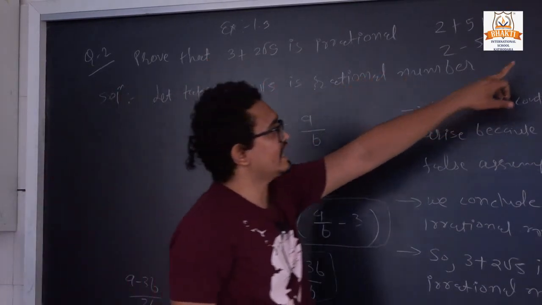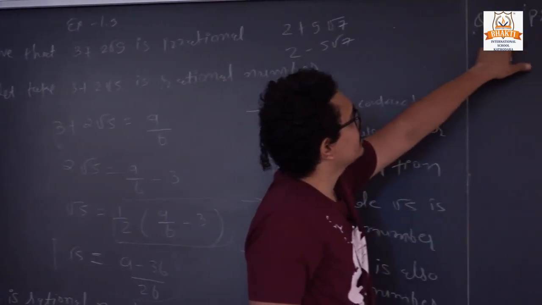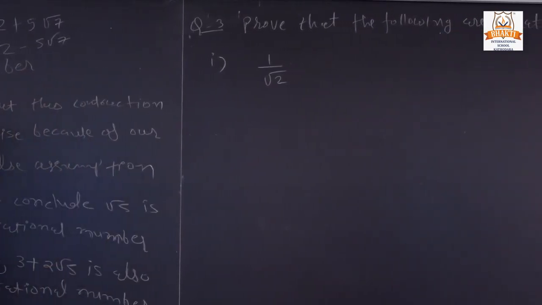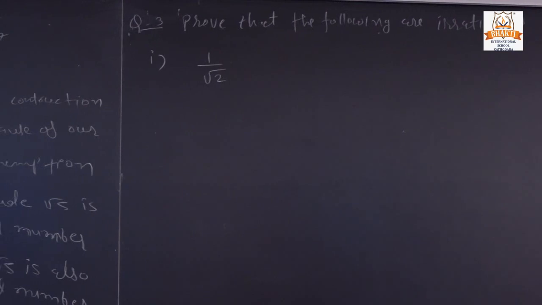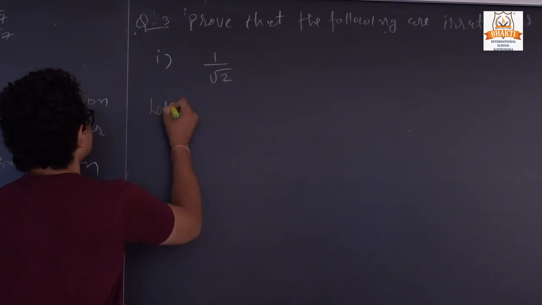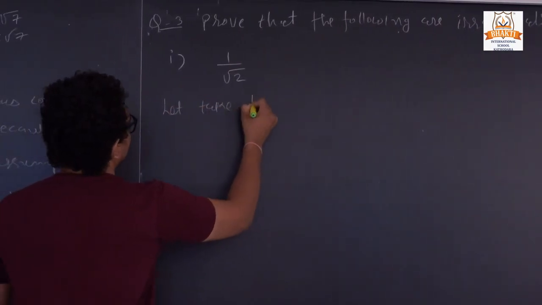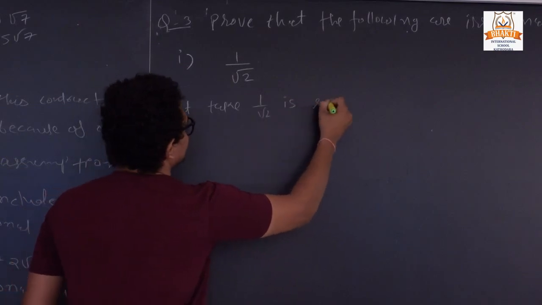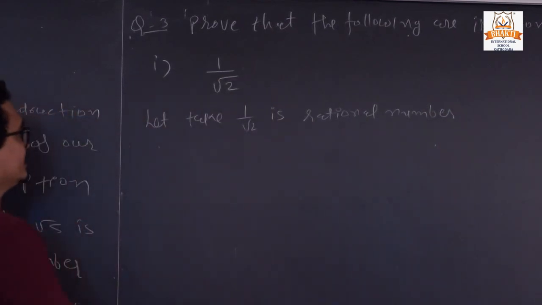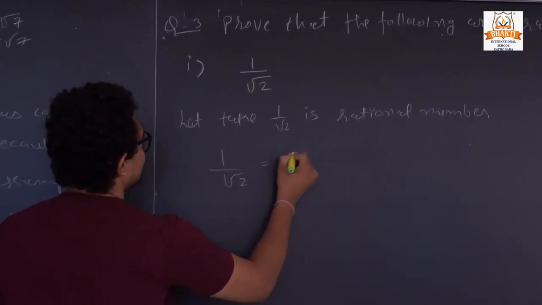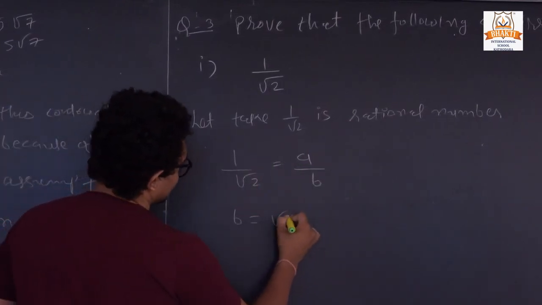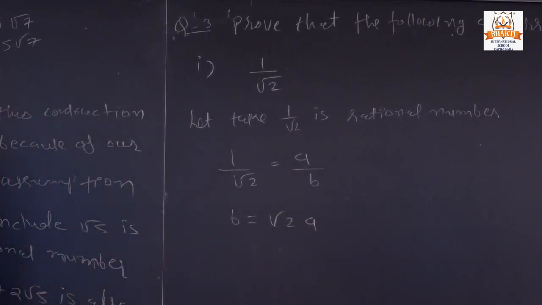Now we are going to start our next term. It will be question 3. Question 3, first: prove that the following are irrationals. So we can use the same procedure steps. For that we start like this: let 1 upon root 2 be a rational number. If it is a rational number, we can write it in A upon B form. Now we cross multiply, so B is equal to root 2 A.